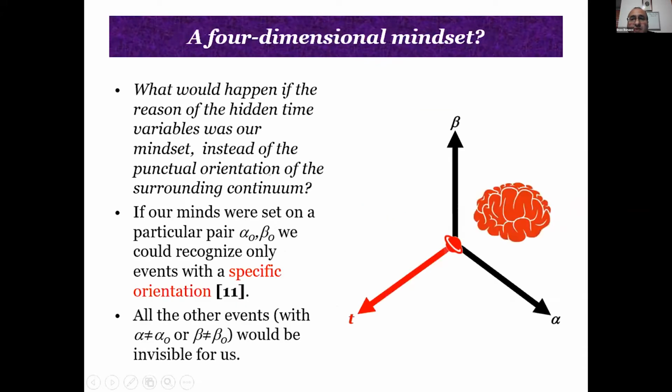And the last open question, a four-dimensional mindset. What would happen if the reason of the hidden time variables was our mindset, instead of a punctual orientation of the surrounding continuum? If our minds were set on a particular pair, alpha 0 and beta 0, we could recognize only events with a specific orientation.